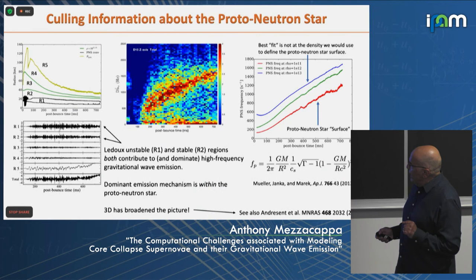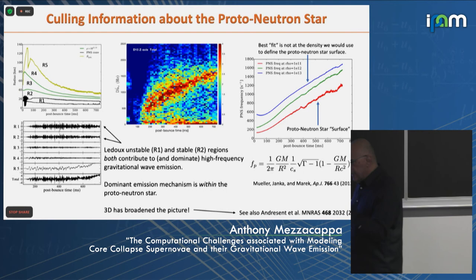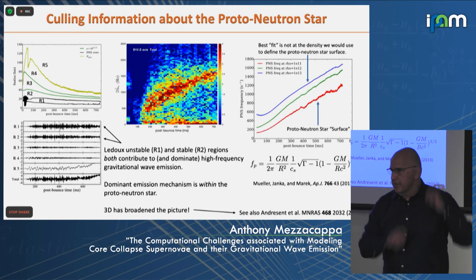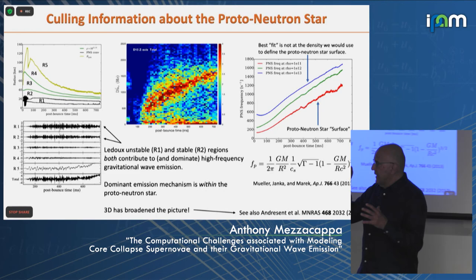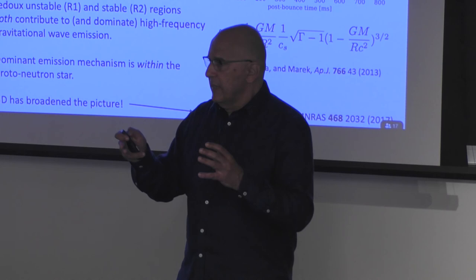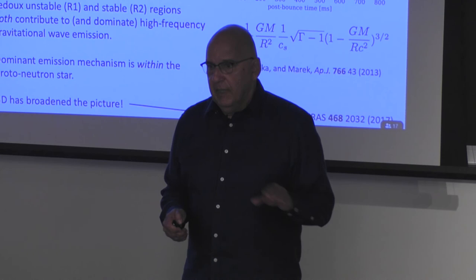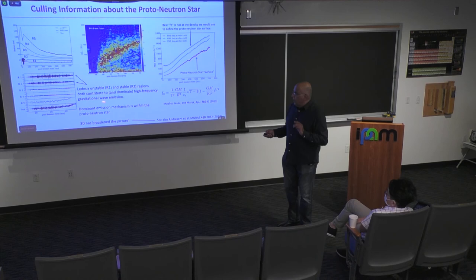basically, there are two groups, ours and the Max Planck group, that have endeavored to isolate the contributions of the gravitational wave emission to specific regions in the core. Okay. And the fact of the matter is 3D changes the picture completely. In 2D, and I think this is what Pablo was referring to earlier when he had the hammer hitting the bell, the dominant emission comes from excitation of the protoneutron star from above. That is not the case in 3D. In 3D, it's fundamentally different. In 3D, the excitation occurs from within.